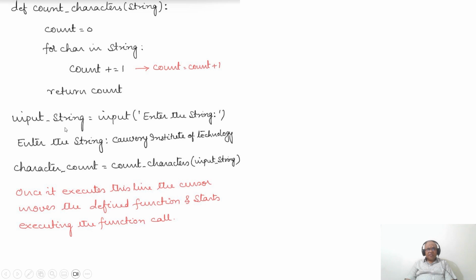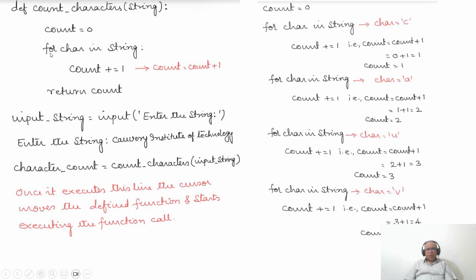So once you get this input string, enter the string. Once you enter the string, which is Kaveri Institute of Technology, then what is the character count? Character count is equal to count characters input string. So immediately the cursor is going to jump to the for char in string. Count is equal to count plus 1, that becomes 1, return count 1. So now it won't go to that. Again it comes to the for loop. Here you can see the count is equal to 0.